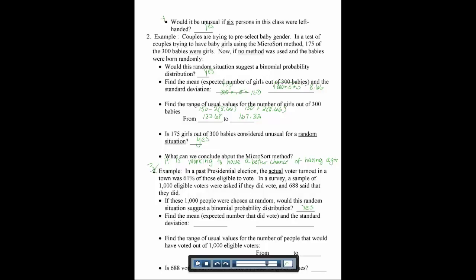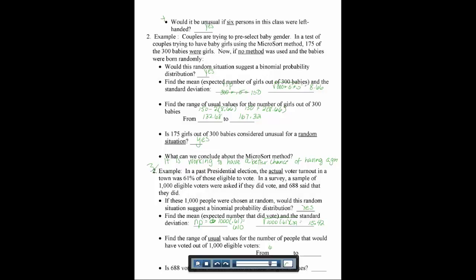Okay, so the expected number that did vote would be our n times p, so our n is 1,000 times our probability of 0.61. So we'd expect about 610 people to vote. And the standard deviation would be the square root of 1,000 times 0.61 times 0.39, which gives us 15.42.